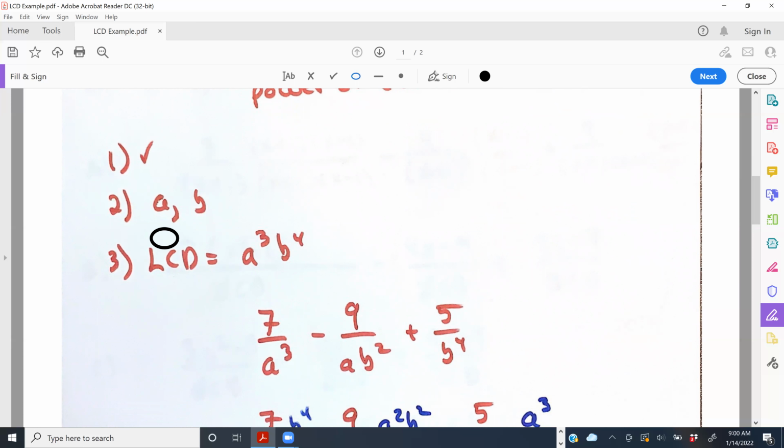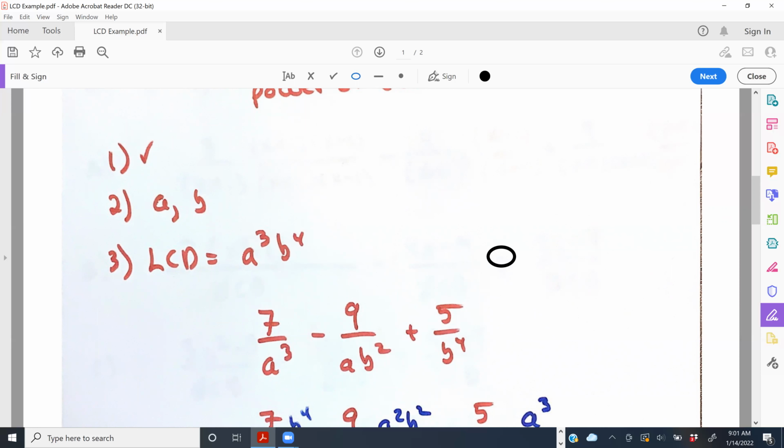Because in the third step, you're going to look at these factors, look at the A, look at the B, and say, well, what's the highest power of either of these in each of these denominators? So the highest power of A is a 3 here, and the highest power of B is a 4 here. So that's going to be our LCD. It's A to the third times B to the fourth.